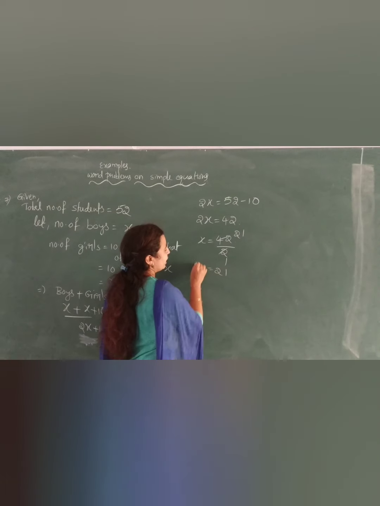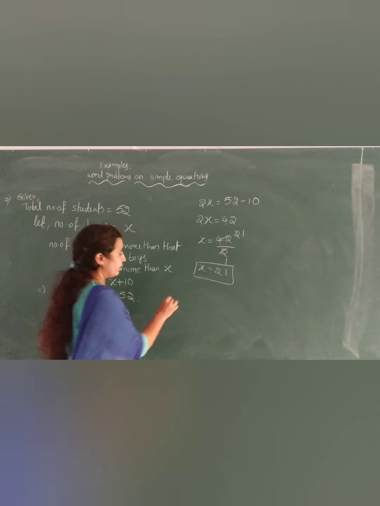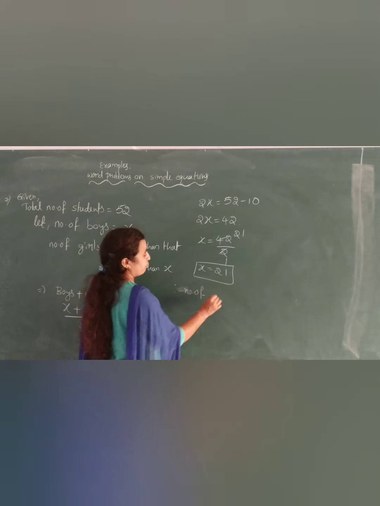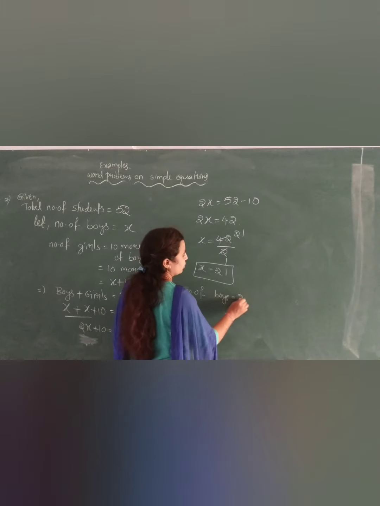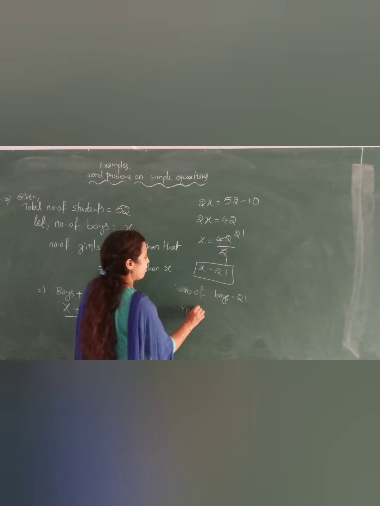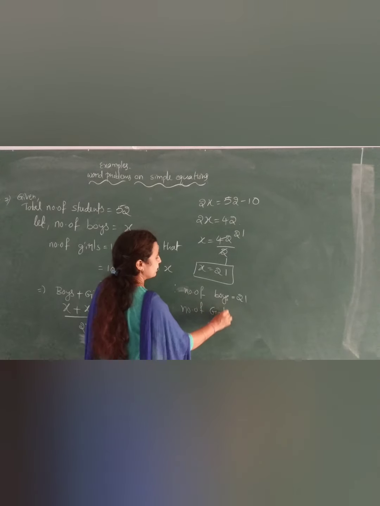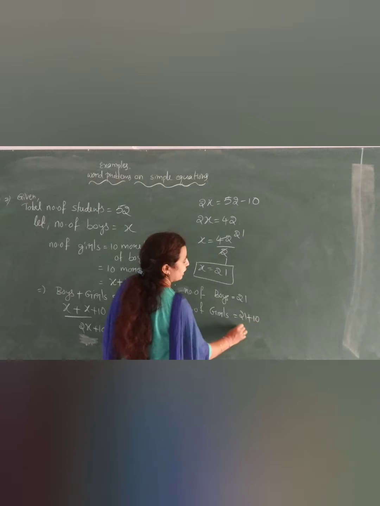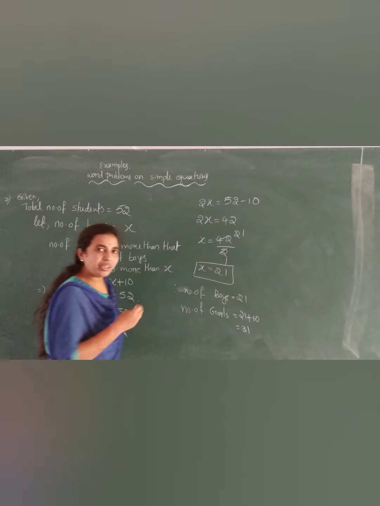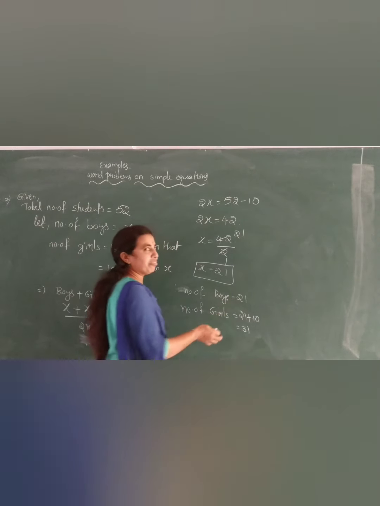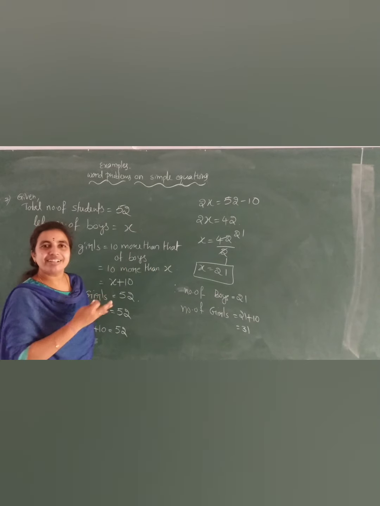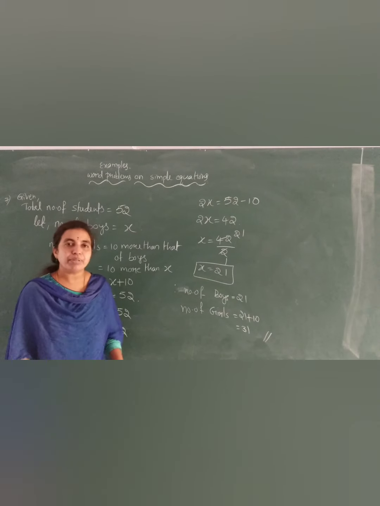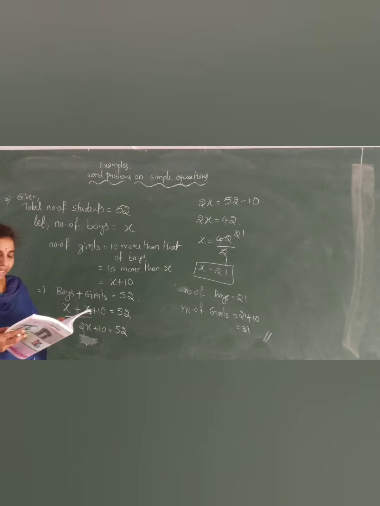Number of boys is equal to 21 and the number of girls is equal to 21 plus 10, 31. If you want, you can add also 21 plus 31. How much comes? 52. Total number of students are 52. Hence, verify. This is first example after exercise 2.